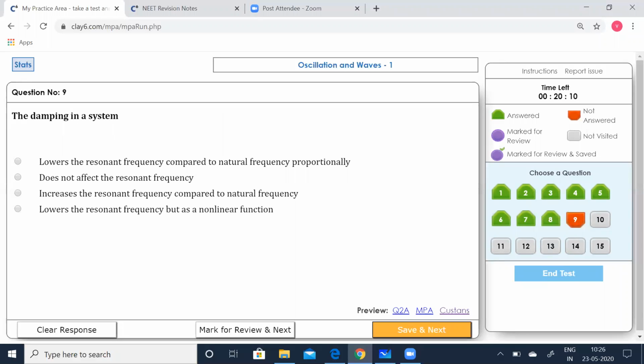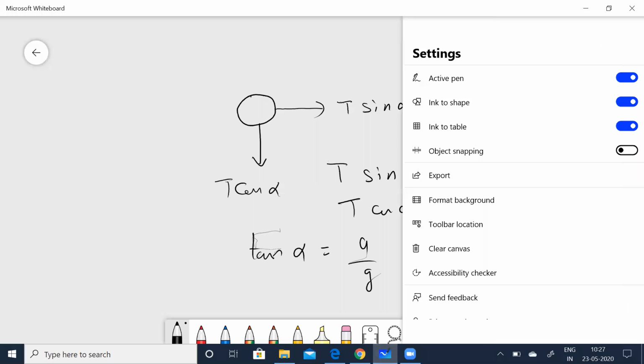Okay, 9th question. The damping in a system lowers the resonant frequency compared to the natural frequency proportionally, does not affect the resonant frequency, increases the resonant frequency compared to the natural frequency, or lowers the resonant frequency but as a non-linear function. Which can be the correct option? Let's quickly solve that. Now, omega dash is equal to the root of omega n squared minus d squared by 4m squared, sorry, 4m.